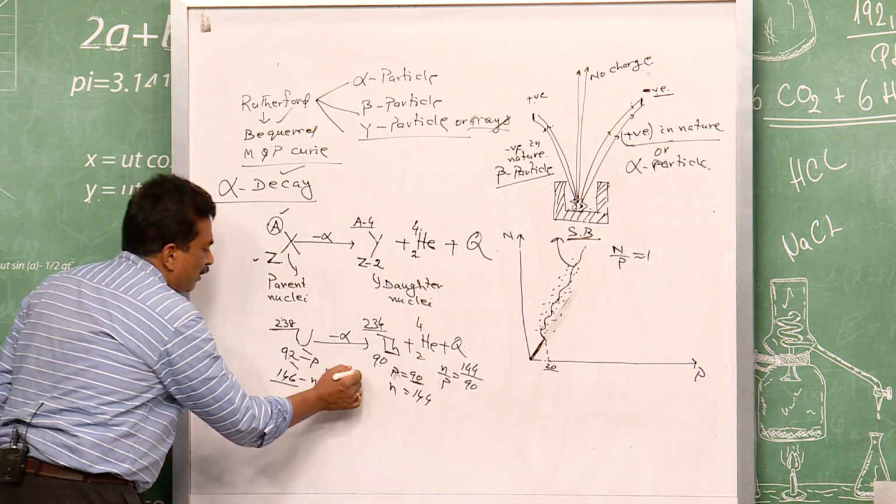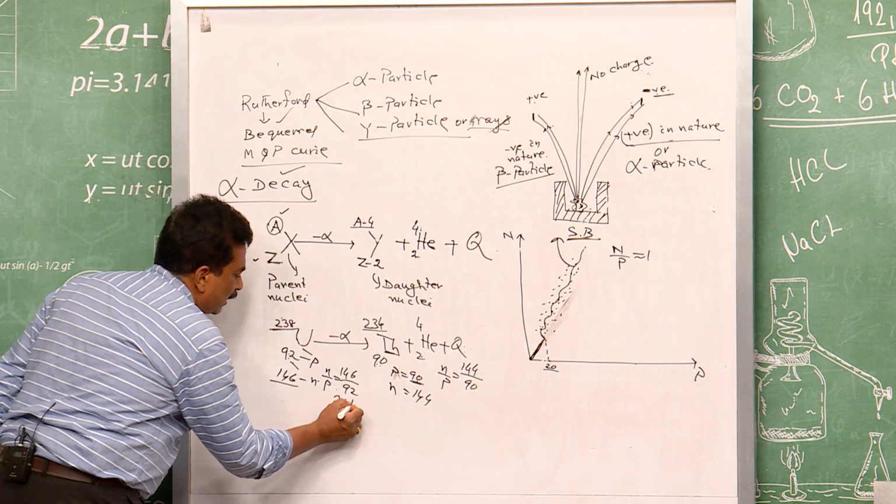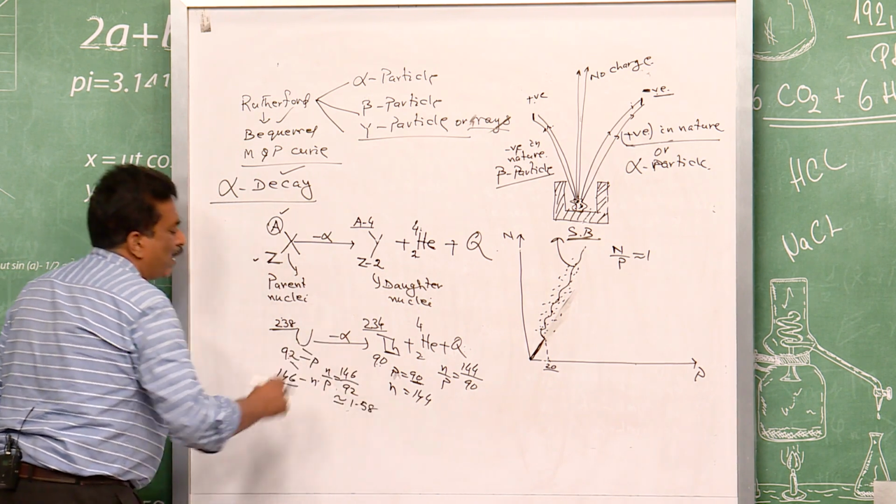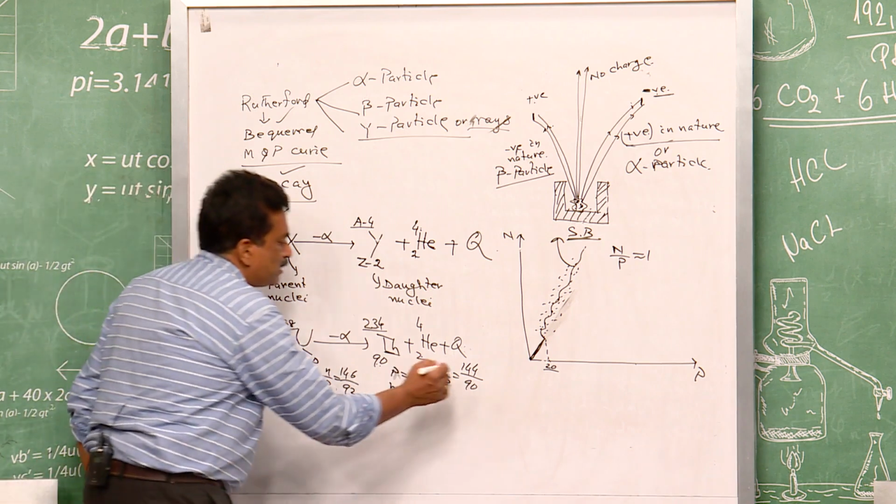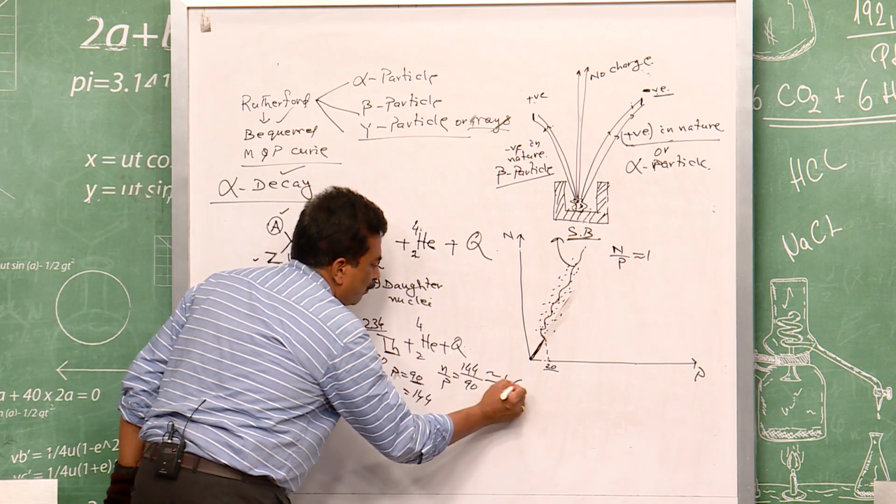So this 146 by 92 is nearly 1.58, and this is nearly 1.6.